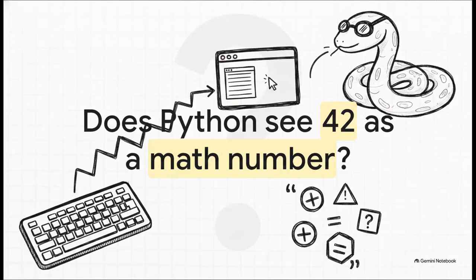Okay, so let's kick things off by confronting a massive misconception. If you type the number 42 into a Python prompt, does Python actually see a math number? A lot of us just assume that when a user types a number on their keyboard, Python magically knows it's a number and boom, it's ready for math equations. But is that actually true? Well, we're going to look at the official documentation in a second to find out.